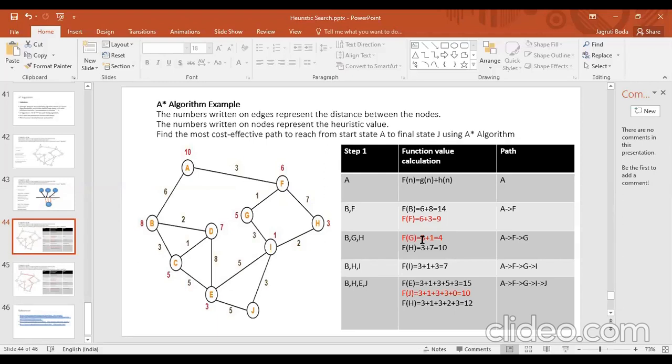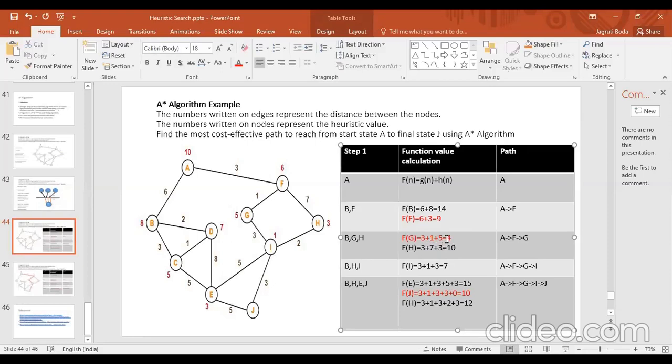Now I consider only g of n value in BGH. If you add h of n, then you have to add it in both value calculations. But in here I have to only use g of n value. So yes, here you can write 3 plus 1 plus 5, and here you can write 3 plus 7 plus 3.